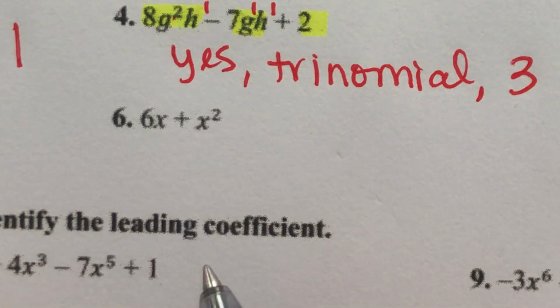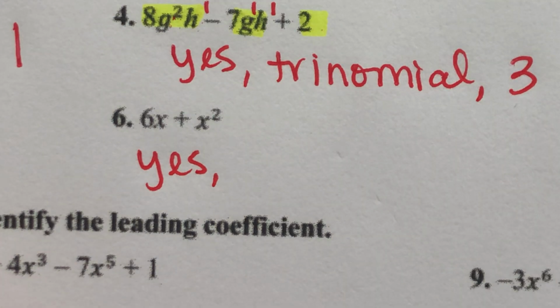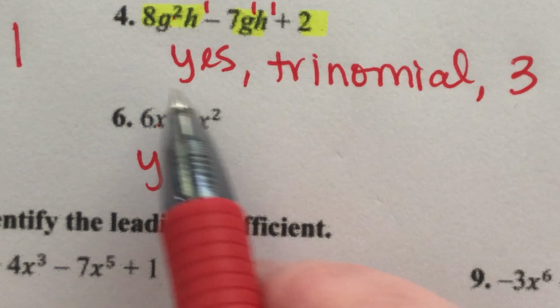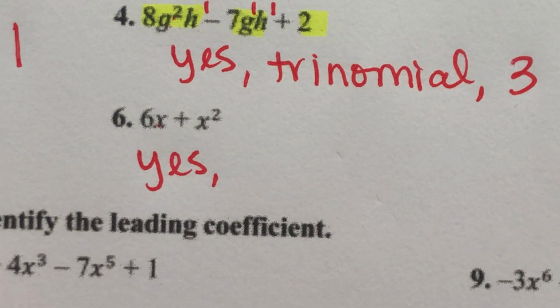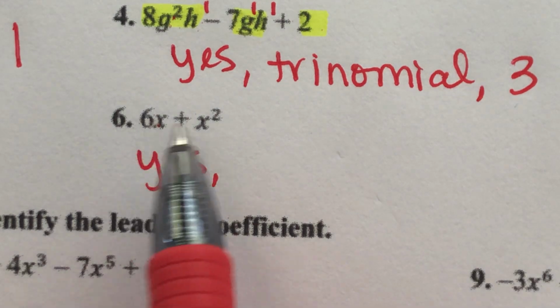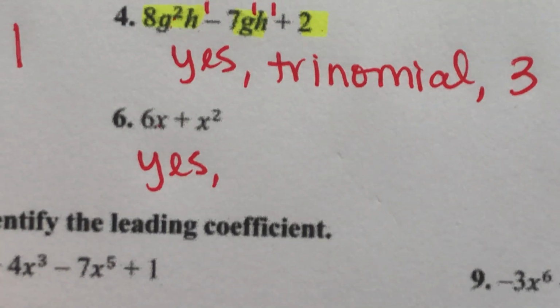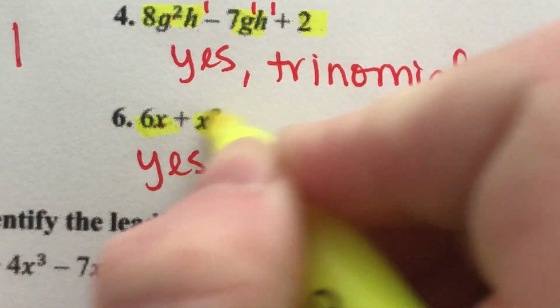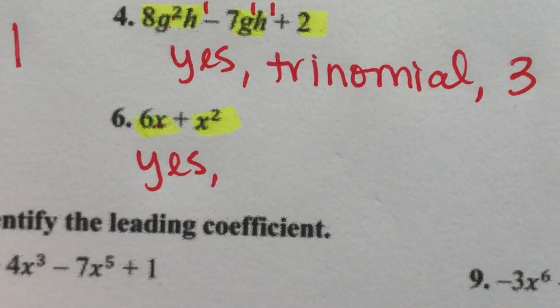All right, here, is this a polynomial? Yes, it is. There's no variables in the bottom of fractions. We've got an x and an x squared. Can I add these together? Nope. You can't add or subtract if they have different exponents. So this is two terms separated by a plus sign. I can't simplify anything. So this is a binomial.